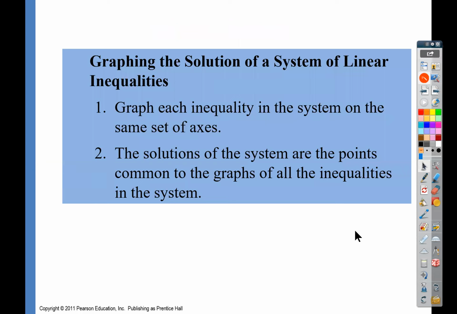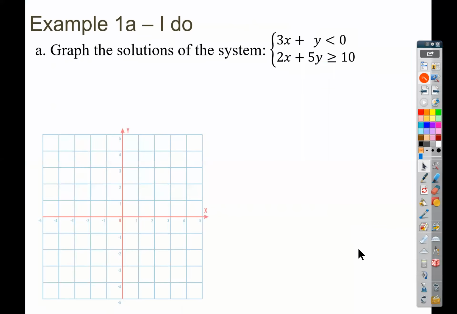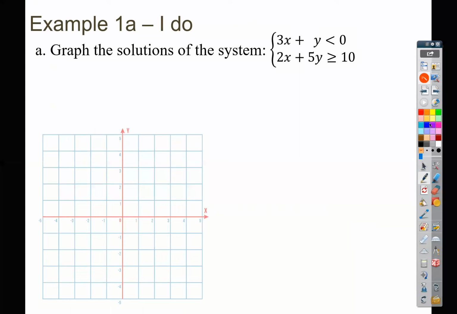So graph each inequality in the system, and the solutions of the system are the points common to the graphs of all inequalities in the system. All right, so let's try this.